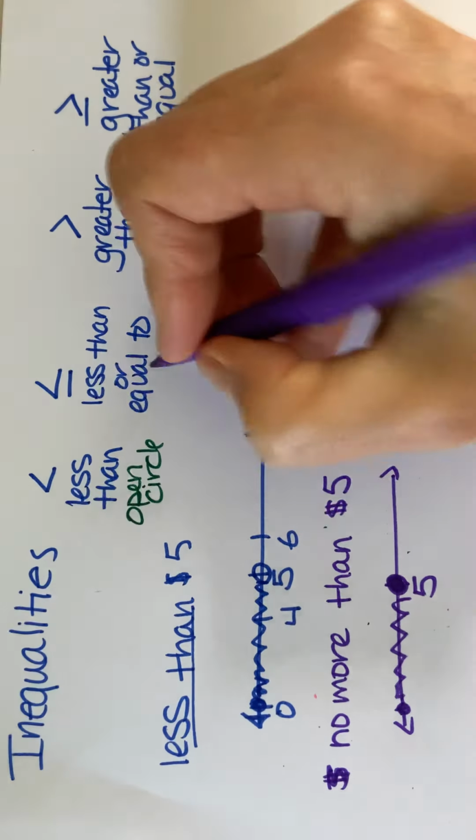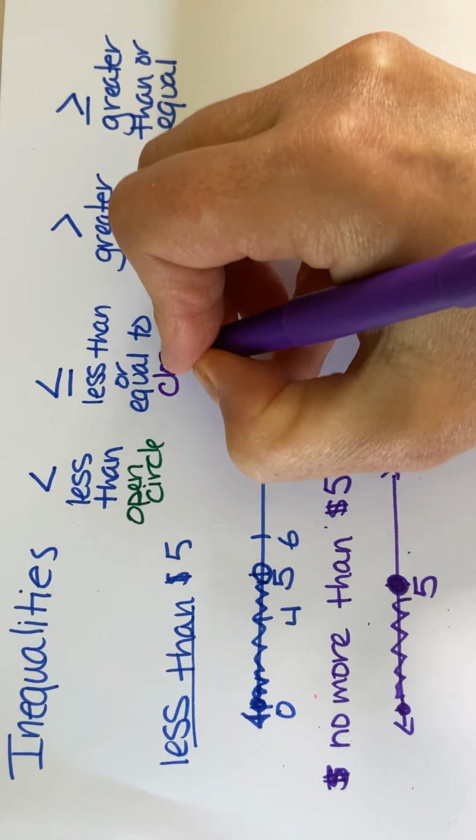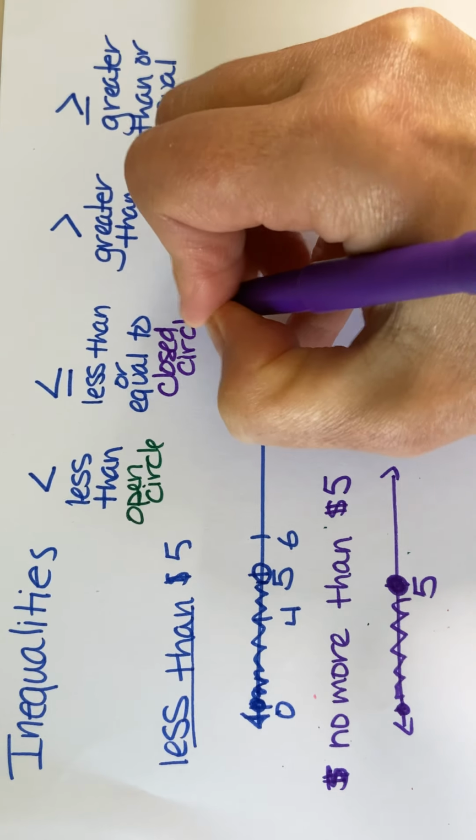Excuse me, I had to sneeze. Sorry. Okay, so this would have a closed circle because it includes the point, okay?